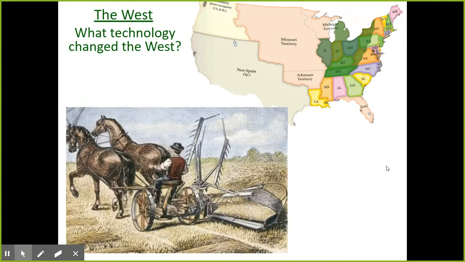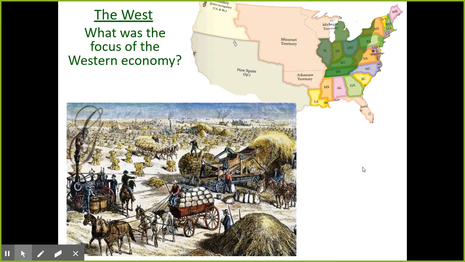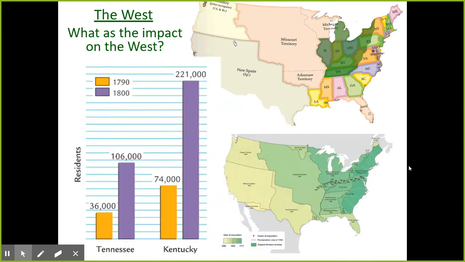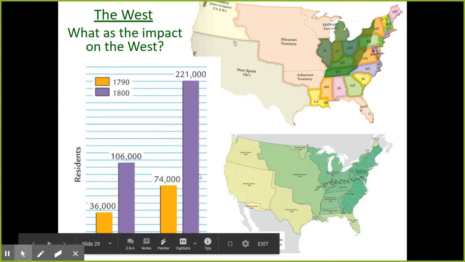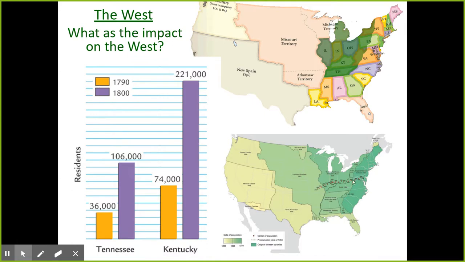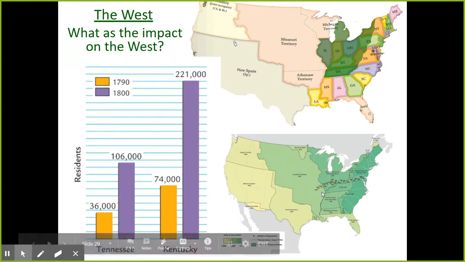We will talk about it, but I do want to talk about the West. When we're talking about the West, we're talking about the Midwest, which includes Indiana. So, what's the impact? Really, what we're seeing is population. Residents, 1790 to 1800, we're seeing tons of people beginning to move westward, westward migration.